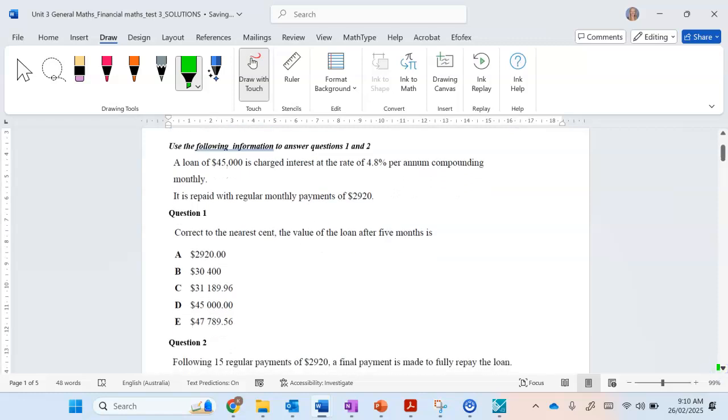Alright, so we read this during reading time and then we're going to read the question again, obviously, when we can write and highlight the important part. So it is a loan of $45,000 and we're being charged interest at a rate of 4.8% per annum compounding monthly. It is repaid with regular monthly payments of $2,920 and we want to calculate, to the nearest cent, the value of the loan after 5 months.